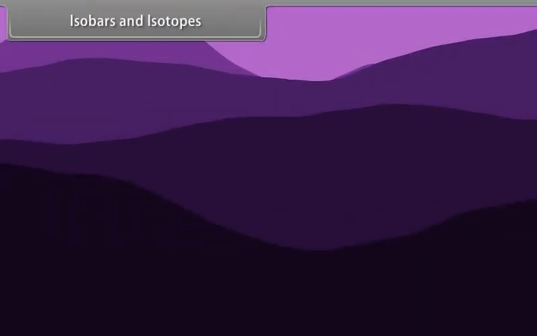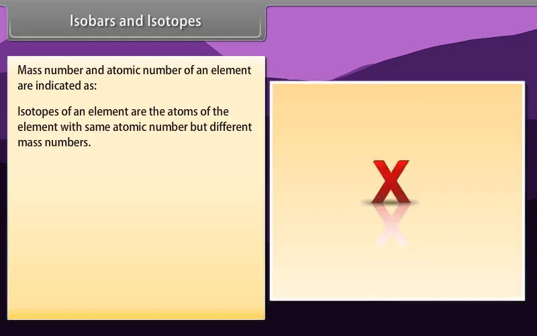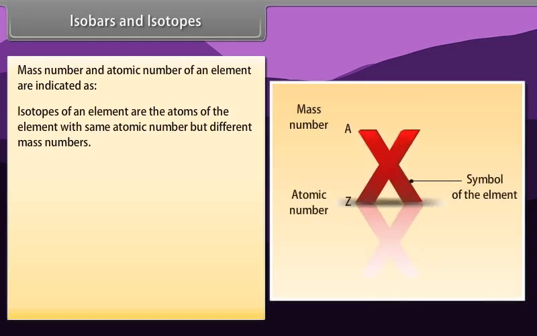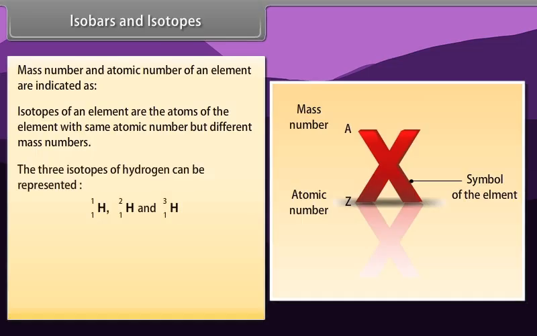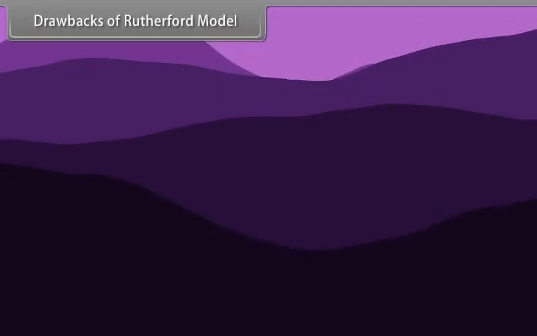Isobars and isotopes. Mass number and atomic number of an element are indicated as: isotopes of an element are the atoms of the element with the same atomic number but different mass numbers. The three isotopes of hydrogen can be represented. The atoms of different elements which have the same mass number are called isobars. For example, drawbacks of Rutherford model.